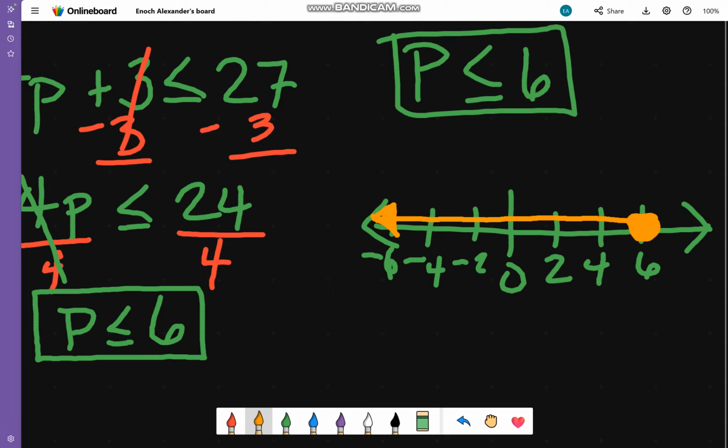Okay? So now what we did here is solve a multi-step inequality that had fractional coefficients and also had fractions with it. Now we'll go and practice on some more of these in the next video.